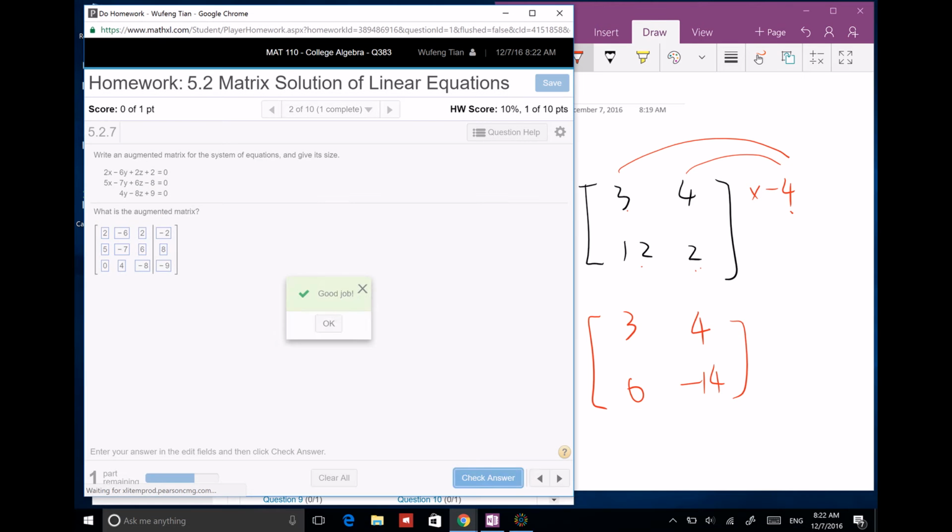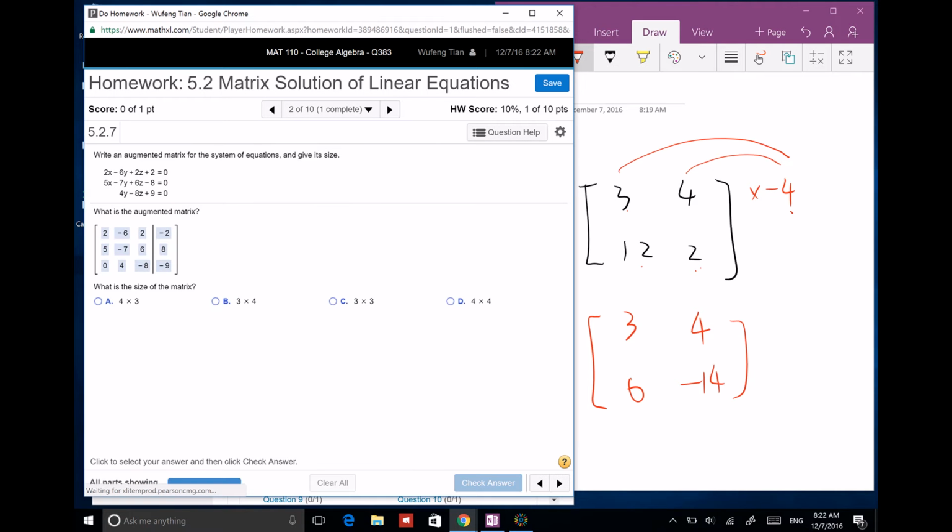Okay. On the size of the matrix, how many rows do you have? 1, 2, 3, 3 rows, 4 columns, so it's 3 times 4.